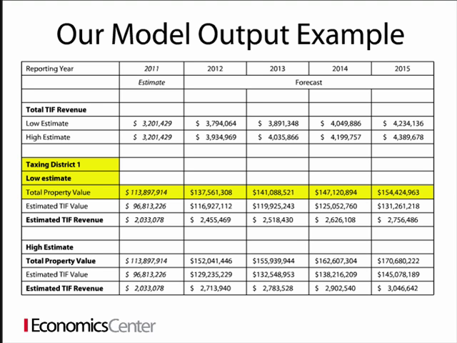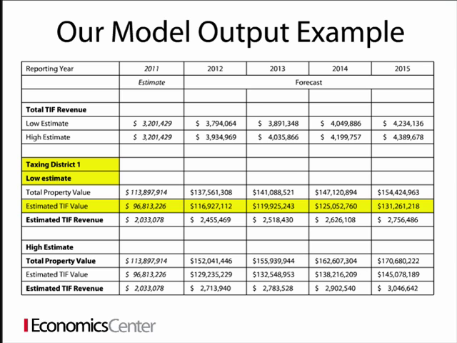And so the first piece of information that the output will display is the total property value, the low estimate for total property value. If you have portions of your taxing district, your commercial property that are TIF'd, then the next piece of information is the estimate for the amount of the TIF, and then finally the TIF revenue.